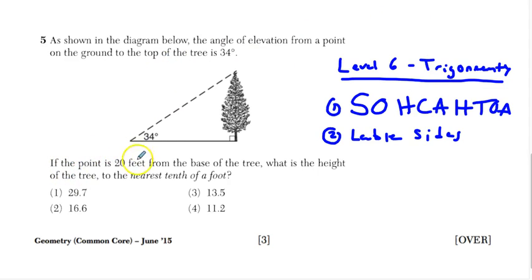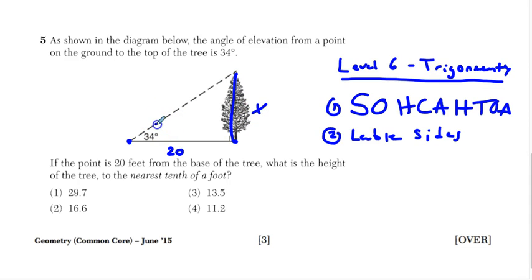So this says, as shown in the diagram, the angle of elevation from a point on the ground to the top of a tree is 34 degrees. So here's the point on the ground. If the point is 20 feet from the base of the tree, this is the base, so we're putting the 20 over here. What is the height of the tree to the nearest foot? So we want to get the height of this tree. Guess what? This is x.